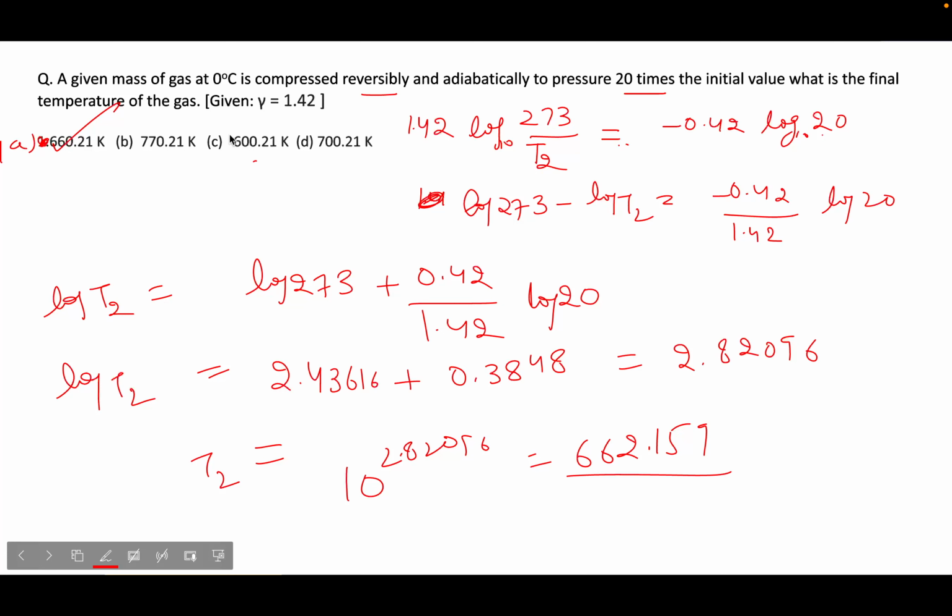Okay, if we take 10 to the power 2.82, then it is giving 660.2. So if we take some approximation, then we are getting the right answer. So the answer is 660.21. I just took 10 to the power 2.82 and it gave 660.69. If we neglect these quantities, it gives 660.69. So this is the approximate answer. So option A is correct.